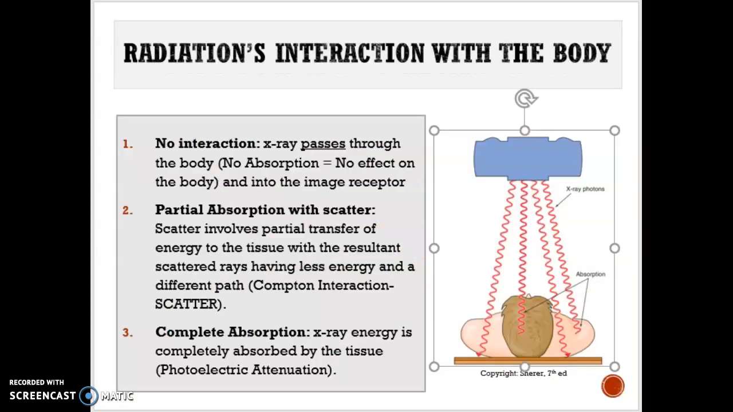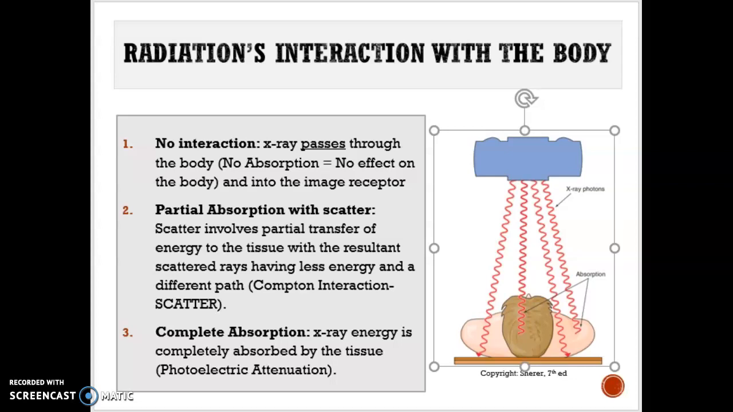When X-rays do interact with the atoms within the body, one of three things can happen. Either there's no interaction and the X-rays pass straight through, or there's partial absorption with some scatter. Scatter involves partial transfer of energy to the tissue, with scattered rays having less energy and a different path than the initial incident photon. Or there could be complete absorption.